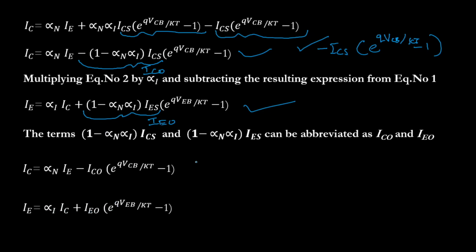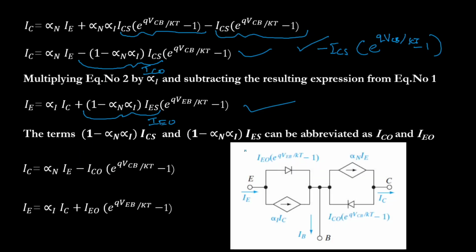So if I draw the Ebers-Moll model of this, I will get it like this. My IE is equal to alpha I IC current, and this is a diode. This is again a diode in reverse, and alpha n IE is positive. So when we compare this diagram and that diagram, before it was opposite, this is the other direction. We are going to stop reducing the expression here.